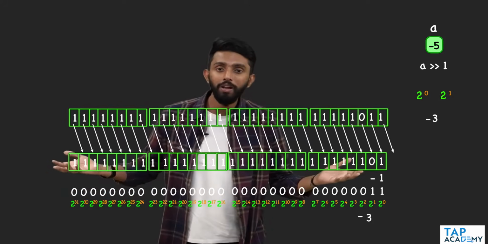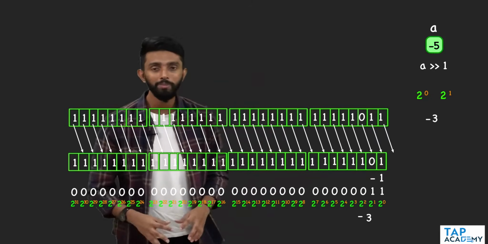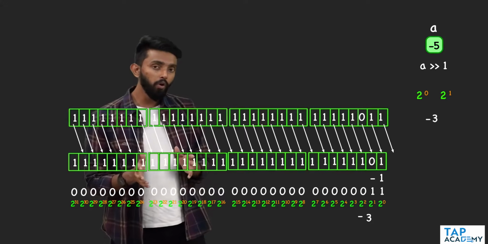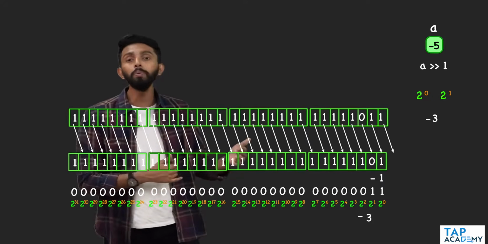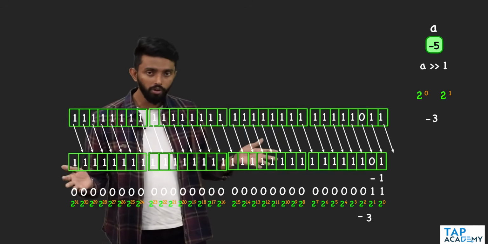And why is it -3? I hope everybody got a clear-cut picture. I hope you're able to think, right? Now, before we go and look at the triple right shift operation, let us first see whether really in code this is how things work.